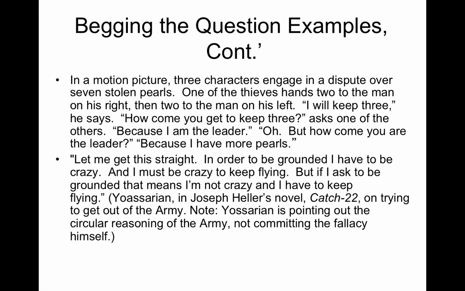Three characters engage in a dispute over seven stolen pearls. One of the thieves hands two to the man on his right, then two to the man on his left. "I will keep three," he says. "How come you get to keep three?" asks one of the others. "Because I am the leader." "Oh, but how come you're the leader?" "Because I have more pearls." And you can see the next question. "But why do you have more pearls?" "Because I'm the leader." "How come you're a leader?" "Because I have more pearls."